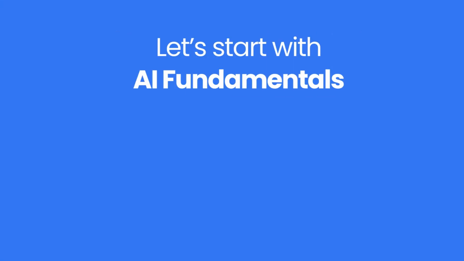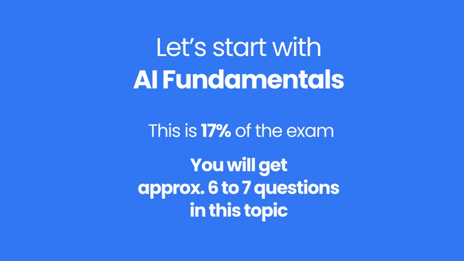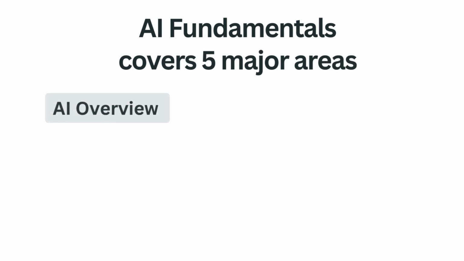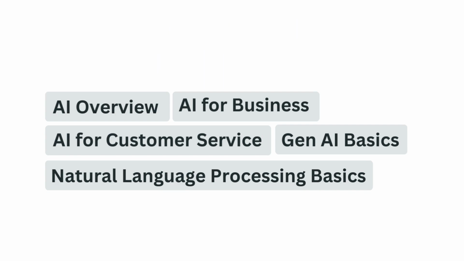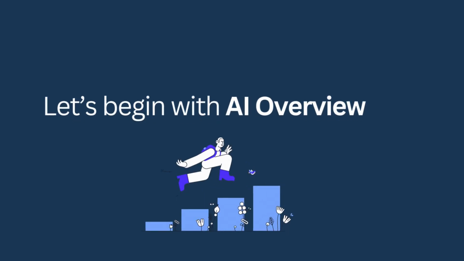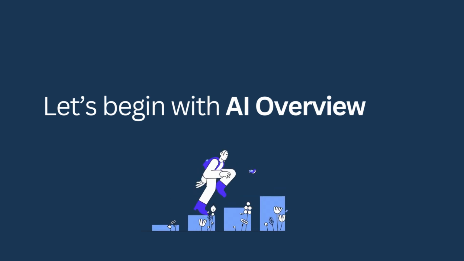Let's start with AI fundamentals, which accounts for 17% of the exam. You will get approximately 6 to 7 questions in this topic. AI fundamentals covers 5 major areas: AI overview, AI for business, AI for customer service, Gen AI basics, and natural language processing basics. So, let's begin with a quick introduction to AI.